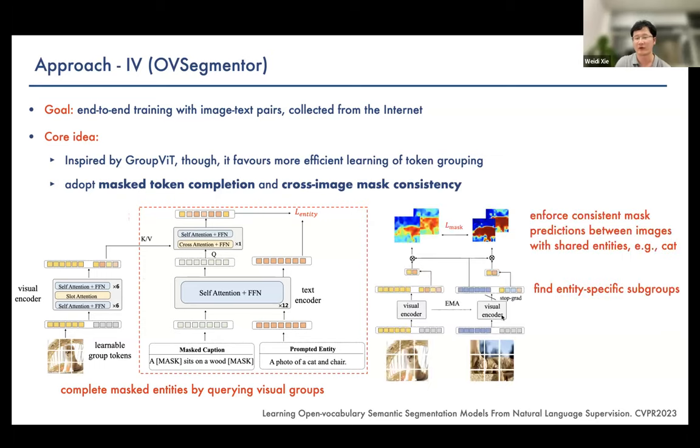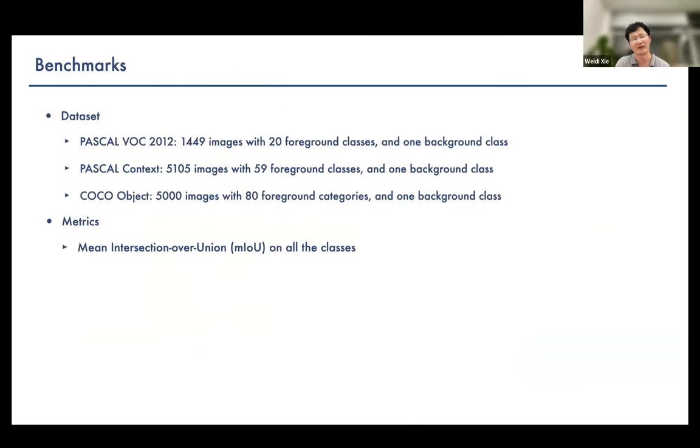Okay. And we also do cross-image mask consistency. That means that using the caption, we can easily source images with a shared semantic entity. Say the first image has a cat; you can search for another image with a cat, just using the caption, because that's easy. Both images contain the cat, so you have the group token to discover the cat. You can do an image exchange, so they should be consistent. So that's the idea.